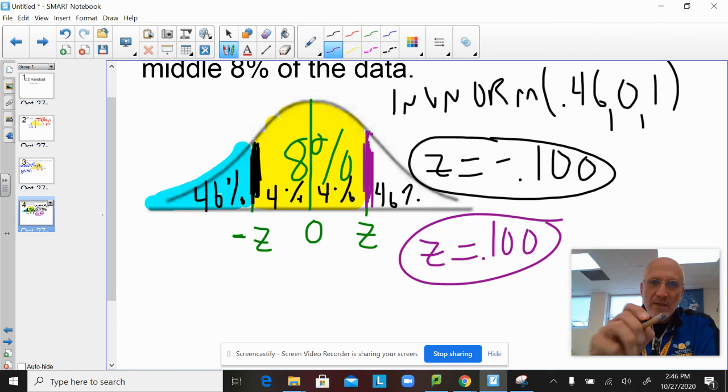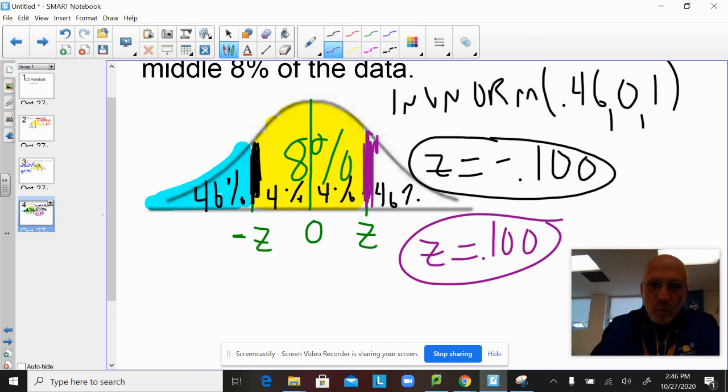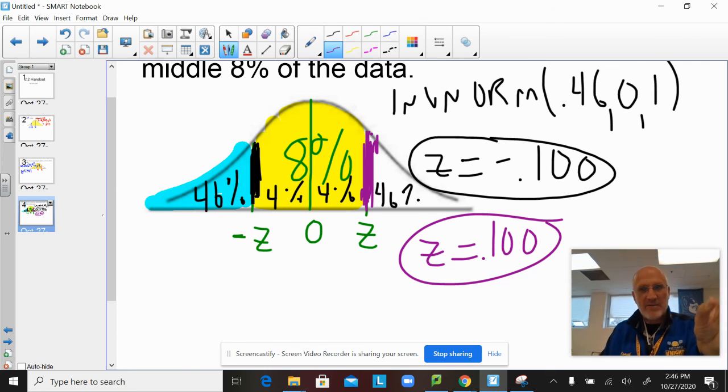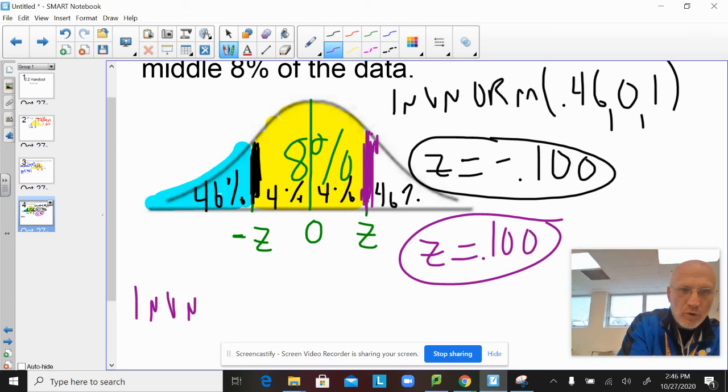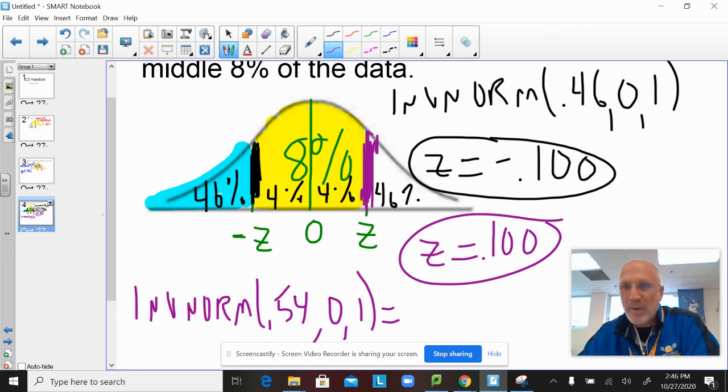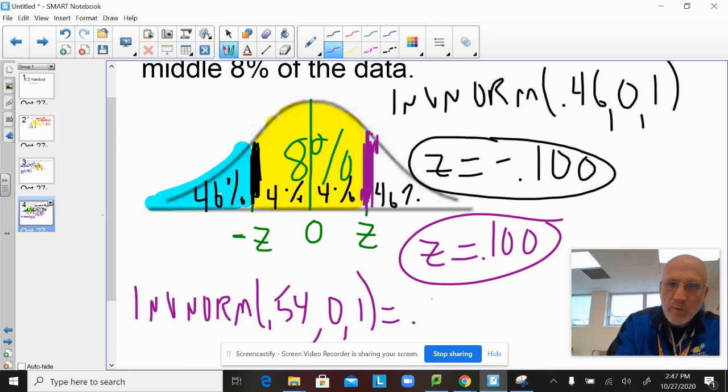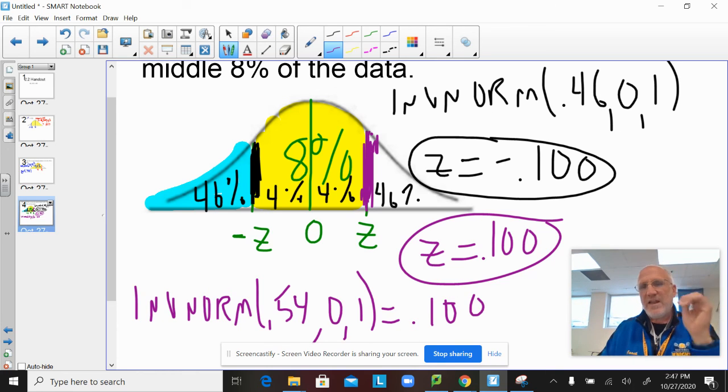Or if you don't realize that, let's look at this purple boundary right here. What percentage is to the left? I see 46% plus 4% plus 4%. That's 54%. If I were to inverse normal 0.54, comma 0, comma 1, I better get that positive 0.100 number. But I'm going to do it here since I came this far. Inverse normal 0.54, comma 0, comma 1. I, in fact, get positive 0.100. So what I just did there was 8, 10, and 12.